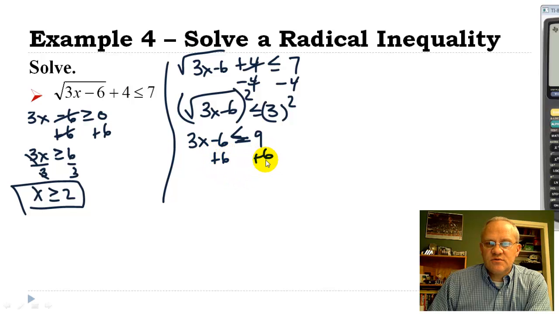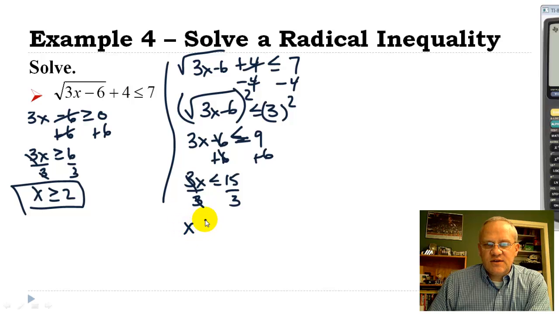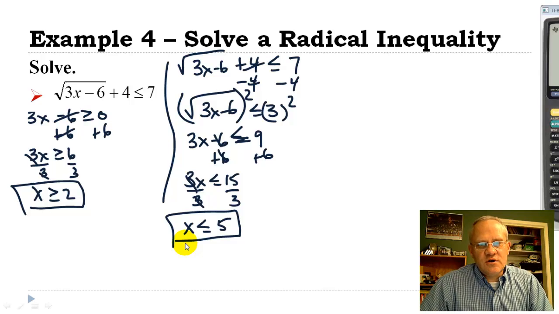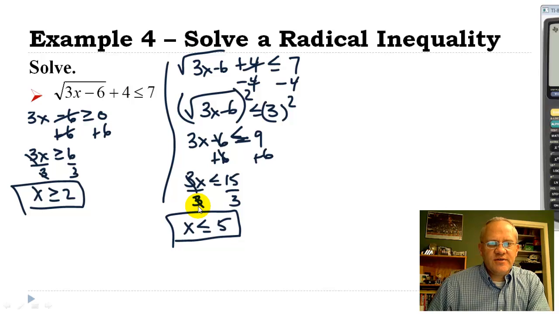Plus 6. 3x is less than or equal to 15. Divide by 3. So it looks like we've got that x should be less than or equal to 5. So here are our two parts. And generally, what you need to know is that both of these things should be true. And we'll check it here to kind of show you how that works.